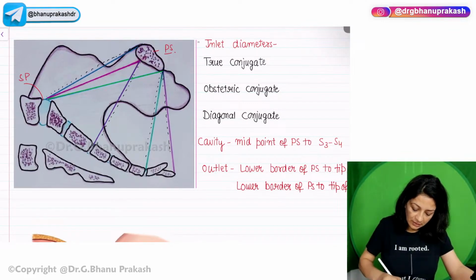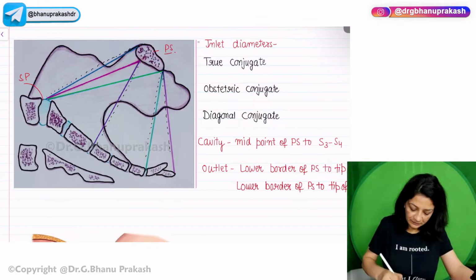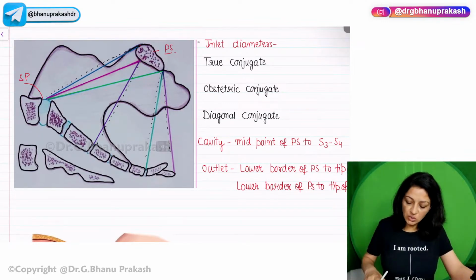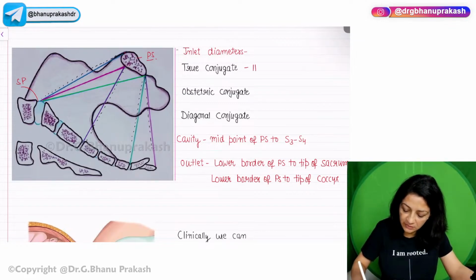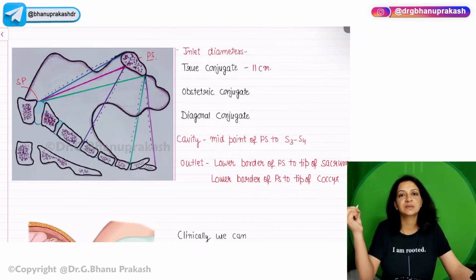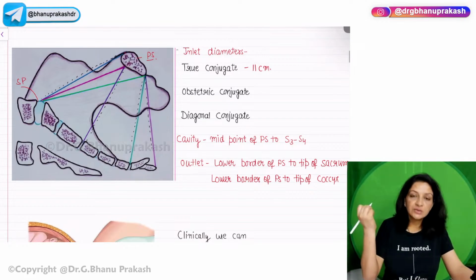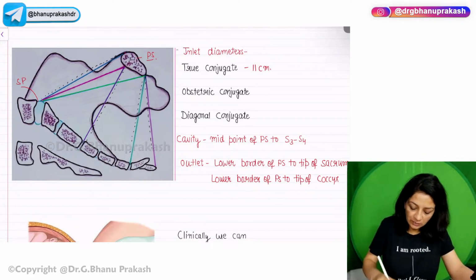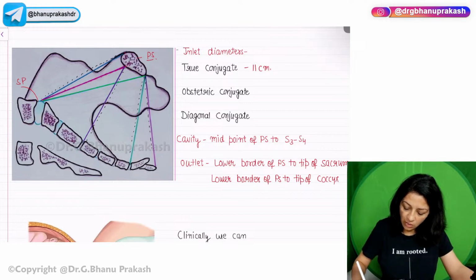So from the upper border of the pubic symphysis to the sacral promontory, this is called true conjugate, and how much is the diameter? 11 centimeter. Okay. So sacral promontory to the mid of the pubic symphysis, this is called obstetric conjugate, 10 to 10.5 centimeters.